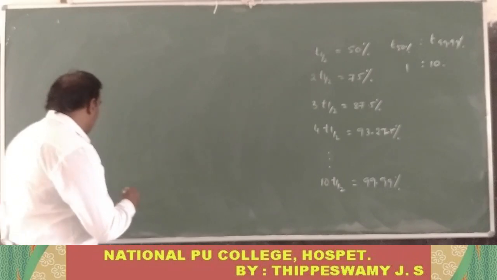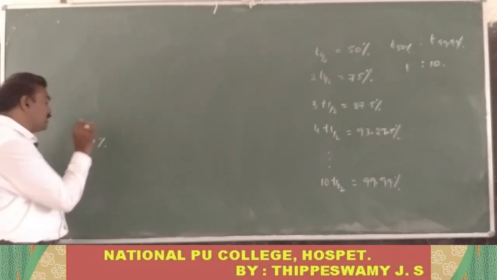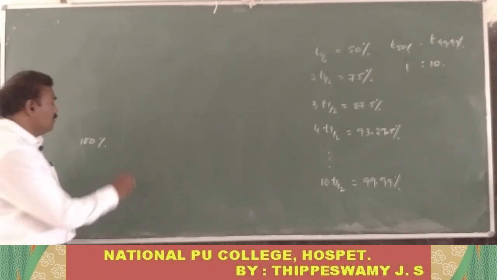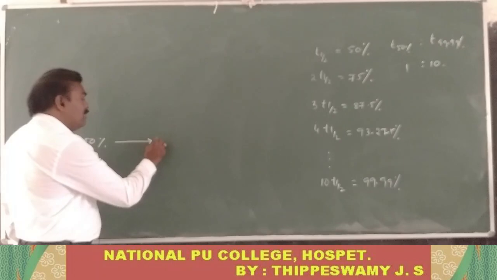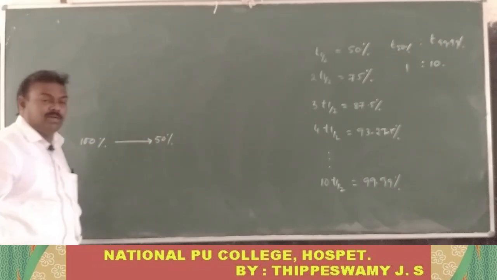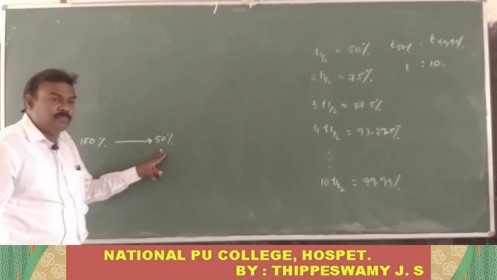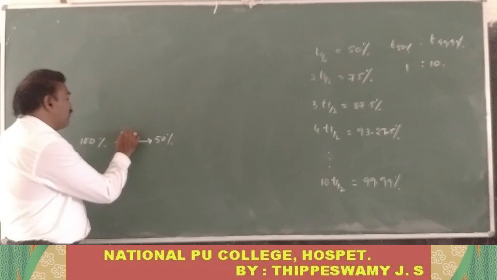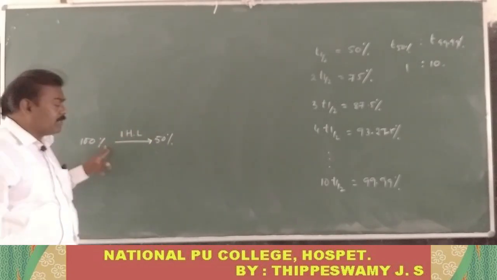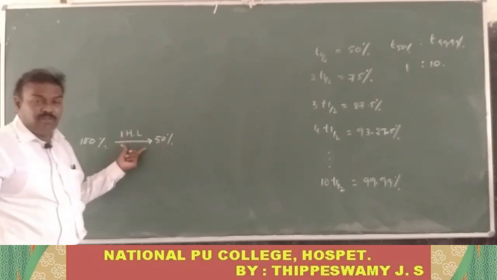Just I am giving you an example. Suppose initially, before the start of the reaction, the reactant will be 100% only. Is it not? So suppose 50% completion, then how much is remaining? 50% is remaining. Is it not? 50% reaction completed, then how much remaining? That is 50 is remaining. This is 1 half-life. 1 half-life we can take from here to here. 100% beginning, 50% completion, that is 1 half-life only.